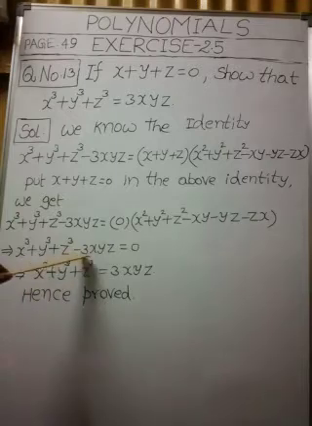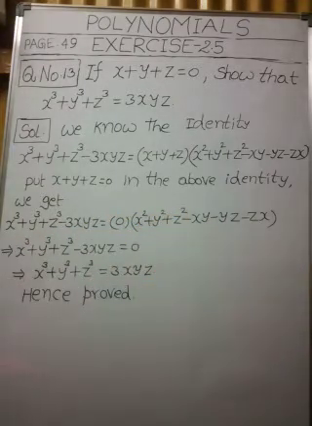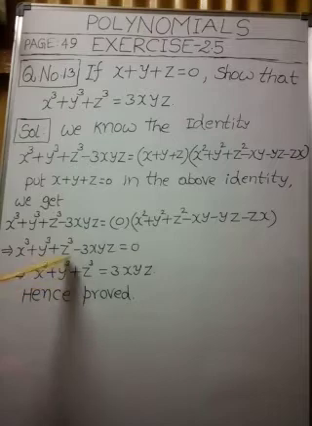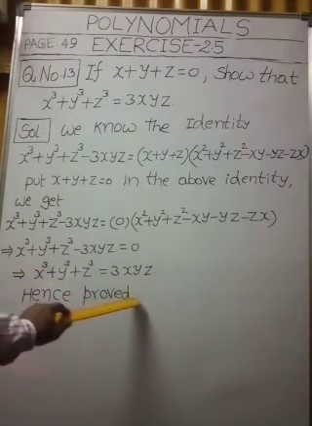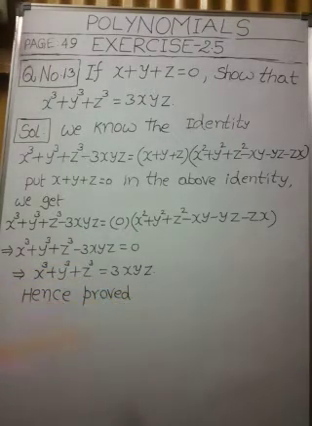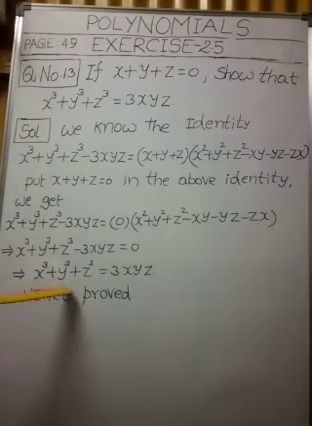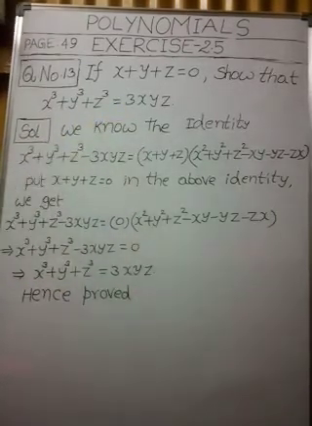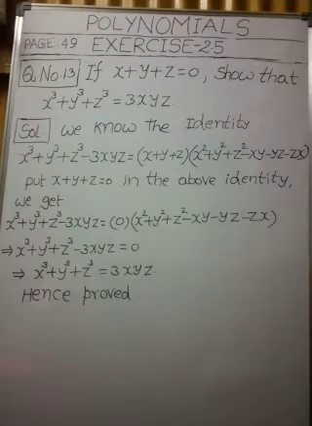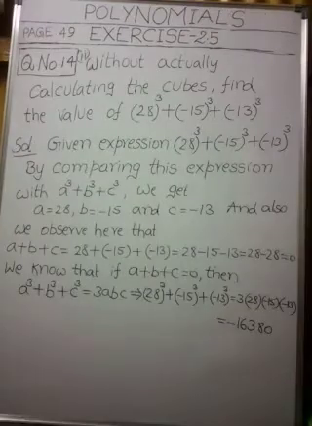Right. If you move minus 3xyz to the RHS, it becomes plus 3xyz. So this implies x cube plus y cube plus z cube is equal to 3xyz. Understood this step, my dear children? This is the required statement that we had to prove. Hence proved. Any doubts?